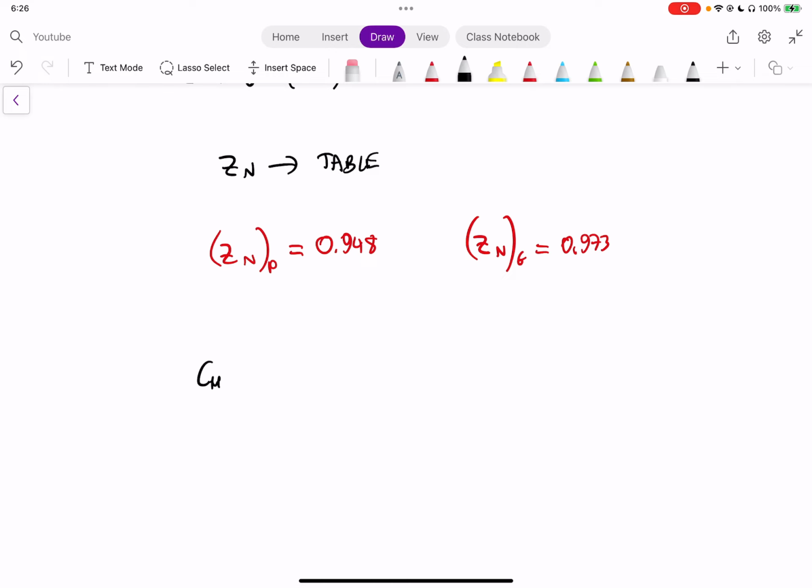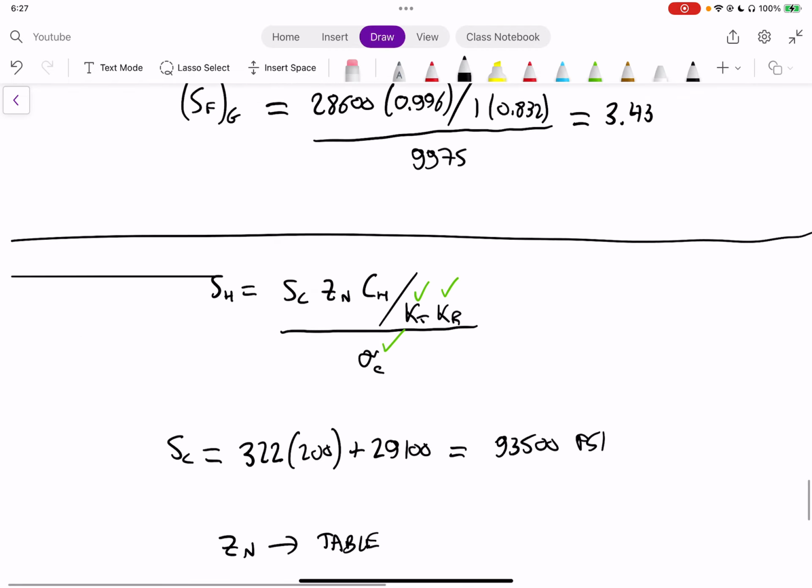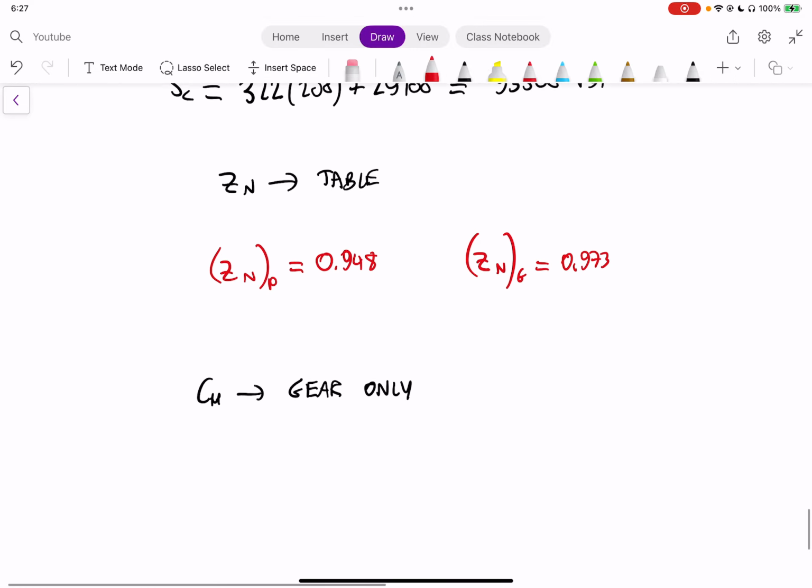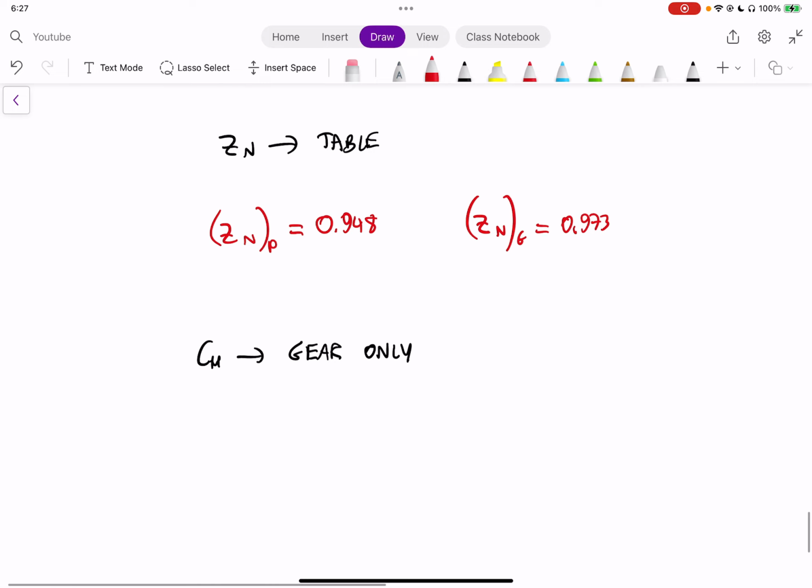Now, CH is a gear-only factor. And I'm going to add it to our notes. So I'm going to add that this is for gear only. So whenever you're solving for SH for the pinion, do not use CH, okay? Now, based on that, we then say CH is for gear only, and it's called a hardness ratio factor.